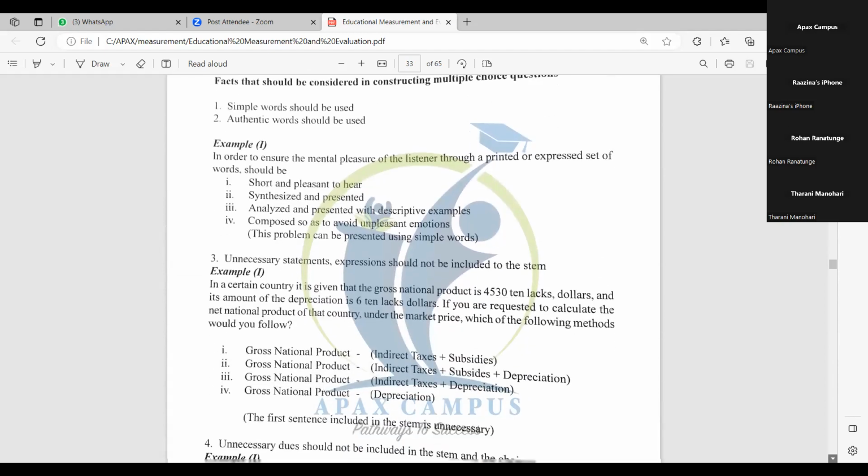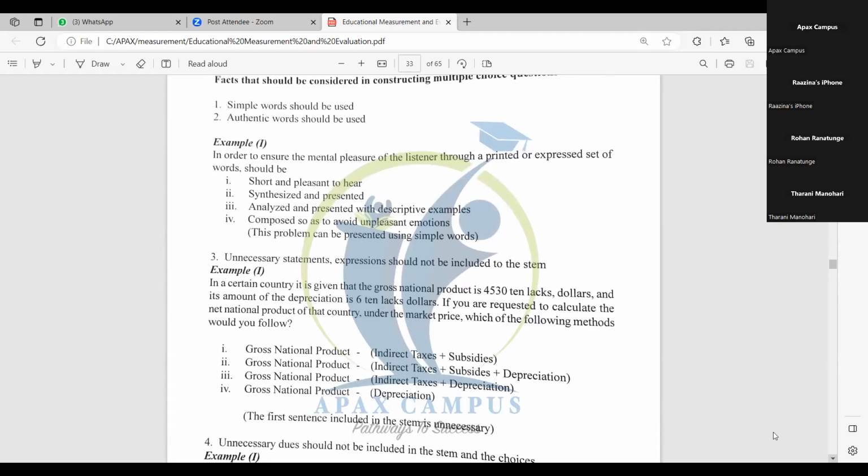And then we are here. Facts that should be considered in constructing multiple choice questions. Some of the facts we have already discussed. Anyway, let's start here. Simple words should be used, so that everybody can understand it. And authentic words, the real words used in the society, must be used. Example is there. And then number 3 says unnecessary statements and expressions should not be included in the stem. We have an example here.